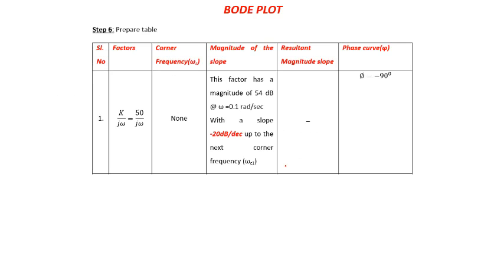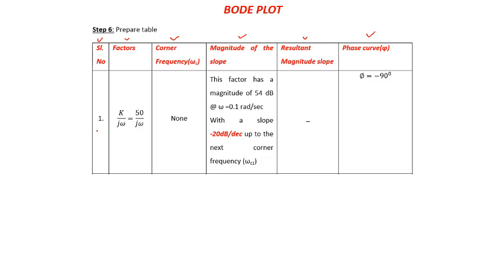Step 6, now we need to prepare a table. As usual, we know that in the first column we are going to fill the serial number, next the factors which are associated with the problem, then the corner frequency for the corresponding factors, and the magnitude of the slope for those related factors, and the resultant magnitude, that is the addition of the previous magnitude and the present magnitude, and a phase curve related to the factors.